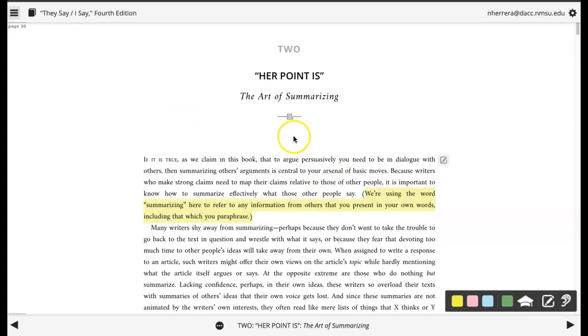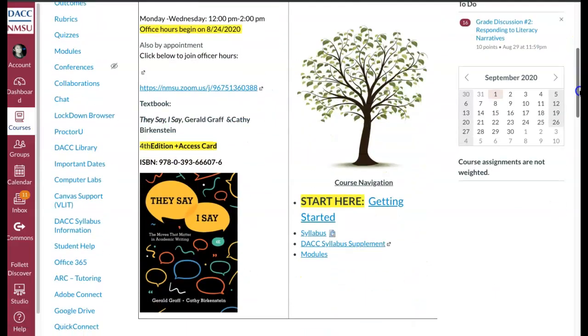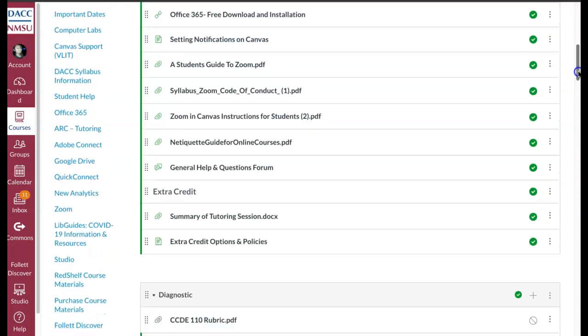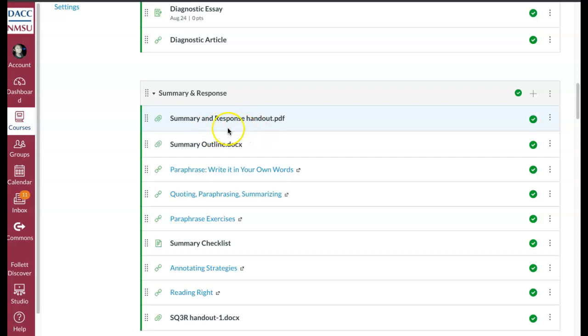So now I'm going to briefly show you the summary and response module. If we go to our course, what you want to do is go to modules. You can either click here or you can click on modules. And as you can see, you're going to have to scroll down to find the summary and response module. So here we have the summary and response module. And I also have a link on paraphrasing, quoting, and summarizing. So I'm going to let you look at this on your own, but there are some things I wanted to show you.